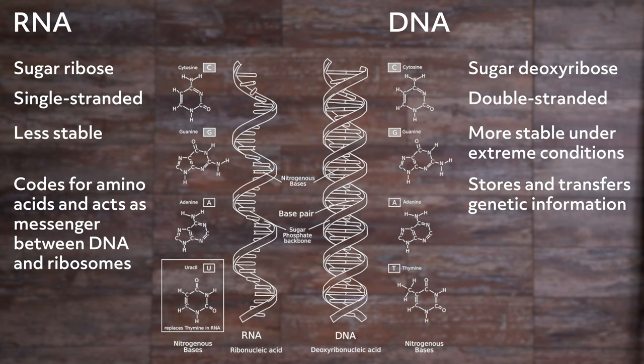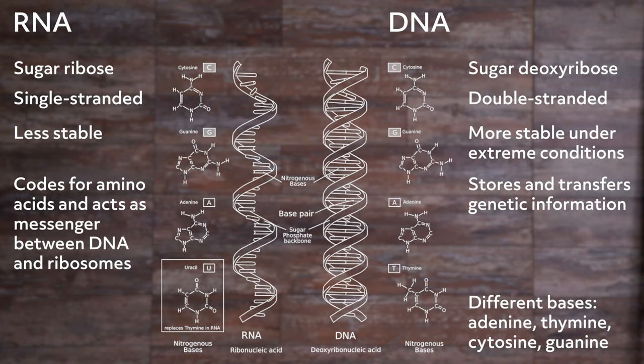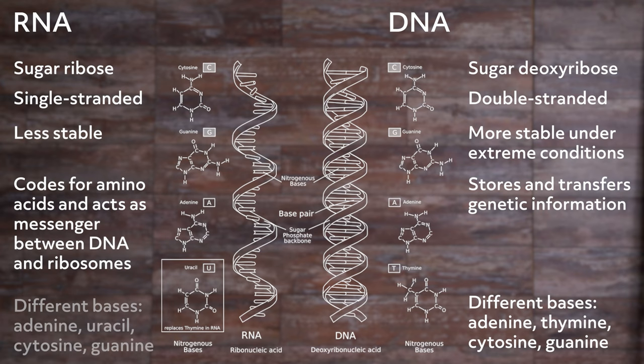DNA and RNA base pairing is slightly different since DNA uses the bases adenine, thymine, cytosine, and guanine. RNA uses adenine, uracil, cytosine, and guanine. Uracil differs from thymine in that it lacks a methyl group on its ring.